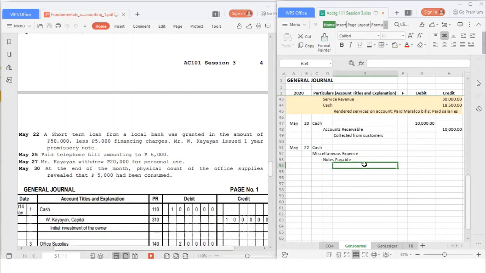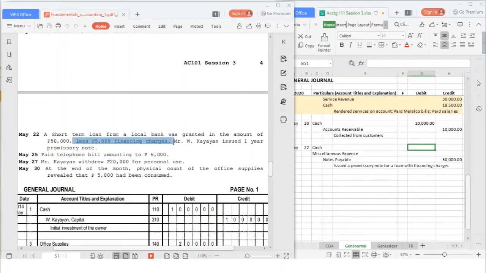Issued a promissory note. Now, the loan, how much will we pay? We still pay the full amount, right? Our payable is still 50,000. Now, remember, the cash you received is no longer 50,000 because again, it is less financing charges.